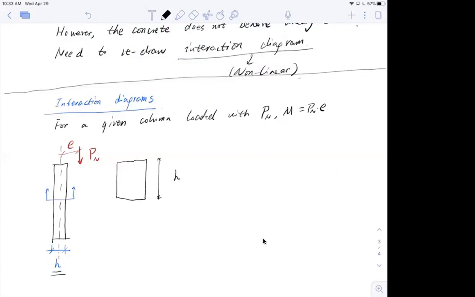I have my compressive reinforcement on the top. I have a spacing of d prime. And I have the width of the beam, b. And I have the bottom rebar here. Now the depth of it is d. So this is my cross section.